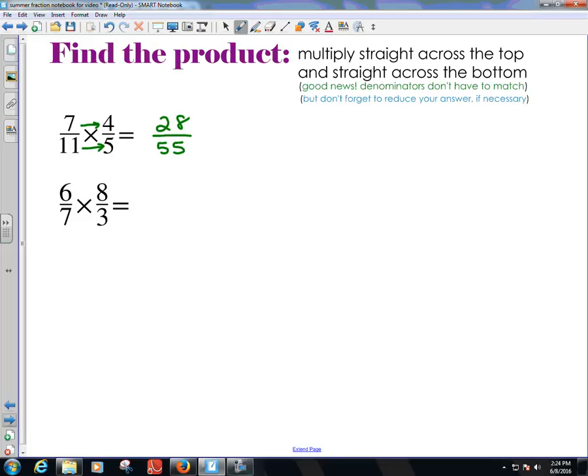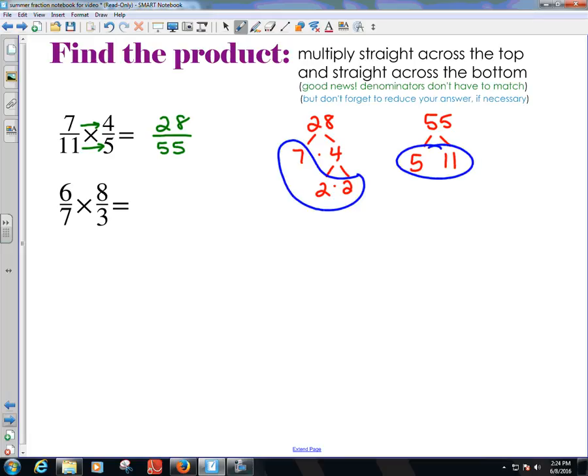So I might need to come over to the side and jot down 28 is 7 times 4, and 4 breaks down to 2 times 2. So that's my prime factorization for 28. And 55 has a prime factorization of 5 times 11. There is nothing here that is also common to there. Therefore, this answer is my lowest, most reduced fraction. Okay, so that's how we multiply, straight across the top times straight across the bottom.